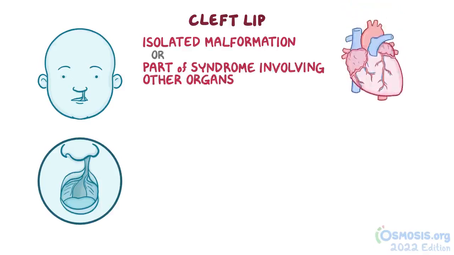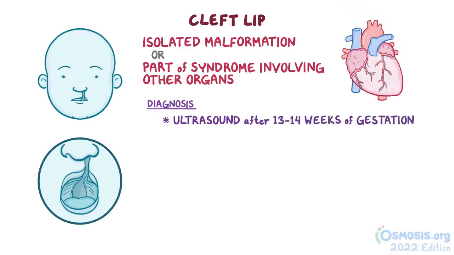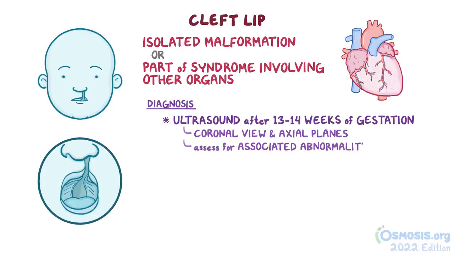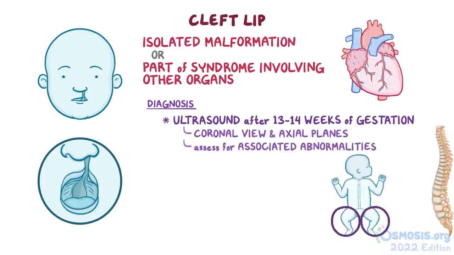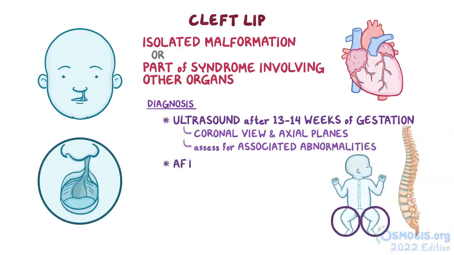Regarding prenatal diagnosis, cleft lip can be diagnosed with accuracy via ultrasound after 13 or 14 weeks of gestation. Ultrasound images in the coronal view and axial planes can help see the fetal lip and palate and assess if there are associated abnormalities, like lower limbs or vertebral column defects. After birth, diagnosis is clinical.